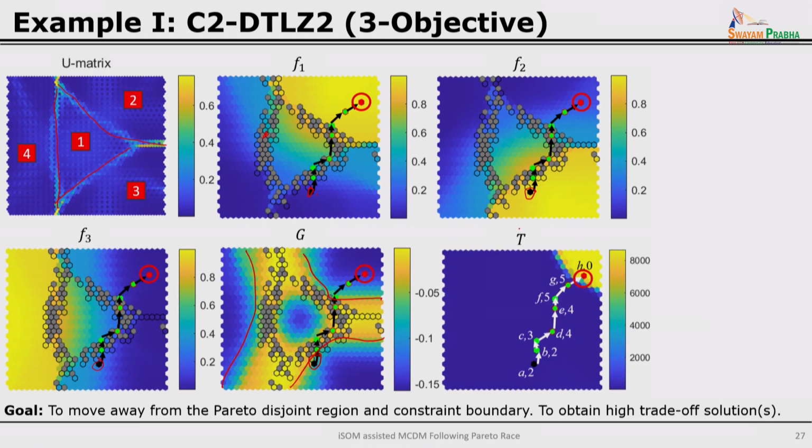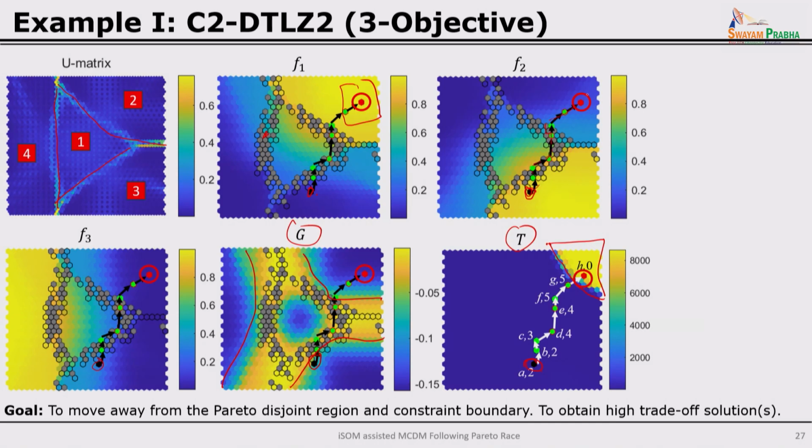The other thing is, if I see the trade-off value, at the initial point trade-off value is very less, and there is a region where trade-off value can be very high. By knowing these two pieces of information, G and T, the decision maker may want to move into this particular region in the hope that I will get very good trade-off value, and I will move away from the constraint. These are the two good news, but at the cost of f1. I have to compromise on f1, but I will get a very good trade-off solution and I will move away from the constraint boundary.